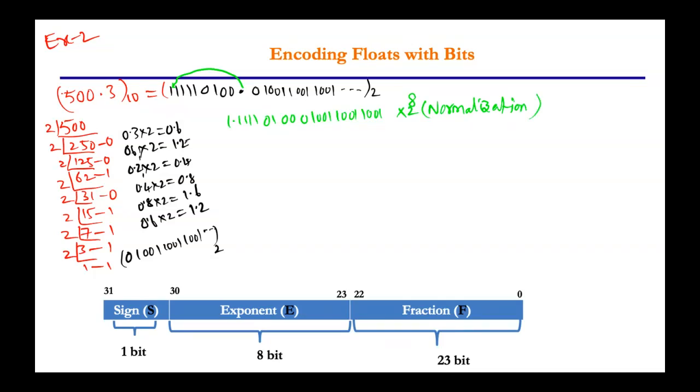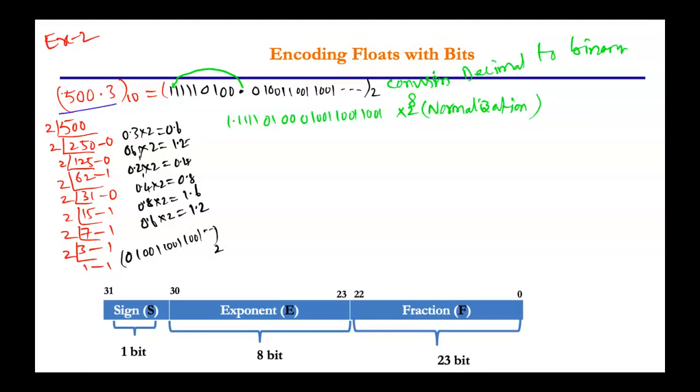We called it normalization. So first we did this conversion, the conversion from decimal to binary. Then the second one is normalization. The third step, you need to fill into the IEEE float encoding with the bits.